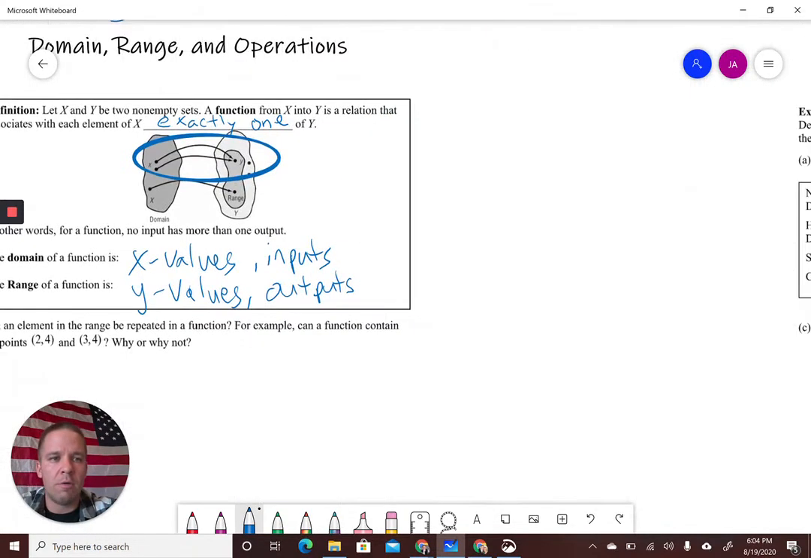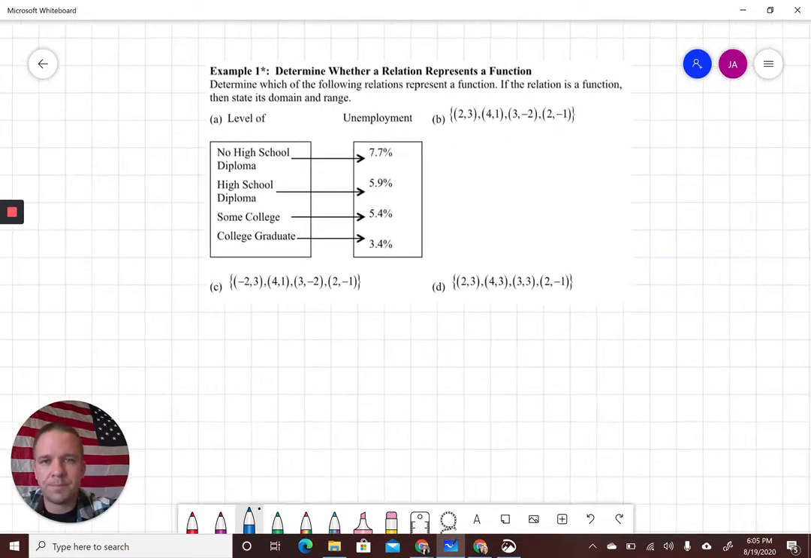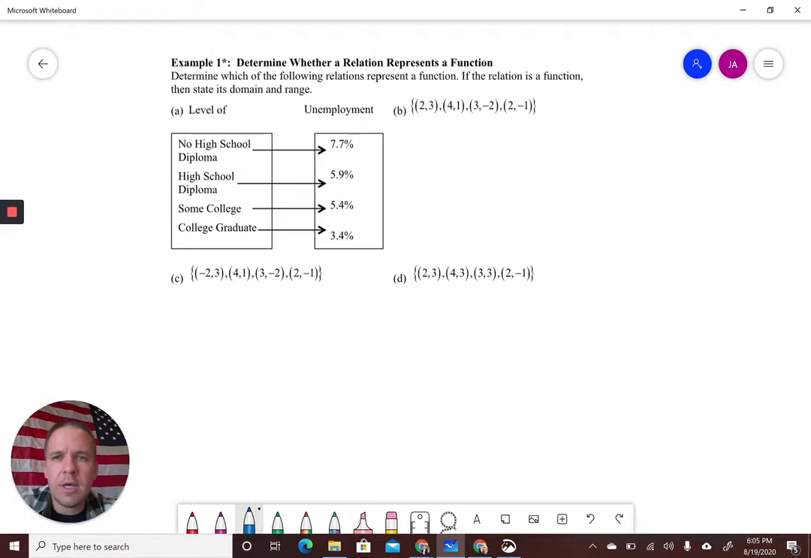Actually, I want to go over here. Cool. So we want to determine whether a relation represents a function. We got a couple different examples here. This one over here is kind of what I'm talking about, where we just have like a chart. We're not dealing with our X and Y's like we usually would, right? So here, no high school diploma, 7.7% unemployment. A high school diploma, 5.9. Some college, 5.4. College, 3.4. So does the relation represent a function? Meaning, does each input have exactly one output? You don't want more than one output for an input, so that'd be yes. It does represent a function.